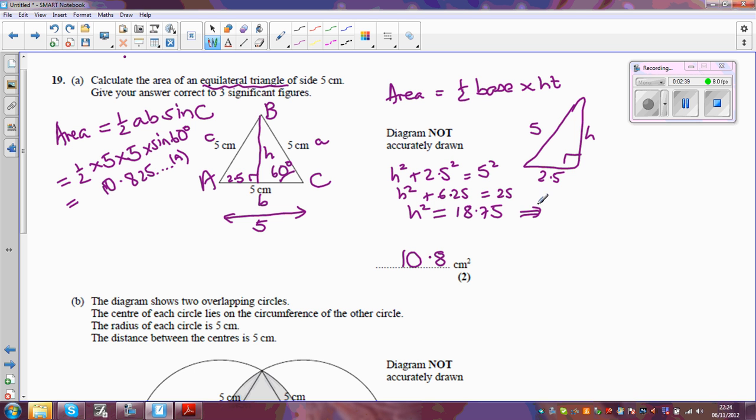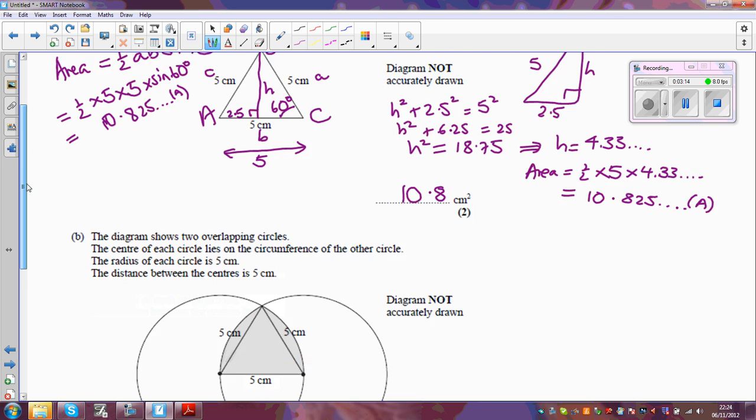In other words, h comes out as 4.33 centimeters. Do not round that. Okay, the exact height is 4.33 and the rest. Okay, the area then is just going to be half times the base, which was 5, so half times 5 times 4.33 and so on, which you've kept on your calculator screen. If you work that out, it comes out again as 10.825, exactly the same answer as before, which again rounds to 10.8 square centimeters. Again, I will save that in my memory, okay, because I'm going to use it again later.